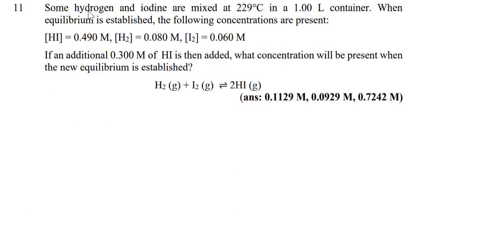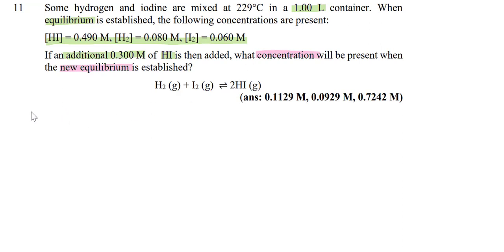For question 11, we have hydrogen and iodine mixed at 229 degrees Celsius. This is the volume of the container. When the equilibrium is established, the concentration of each species is given. If an additional 0.3 molar of hydrogen iodide is added, what concentration will be present when the new equilibrium is established?